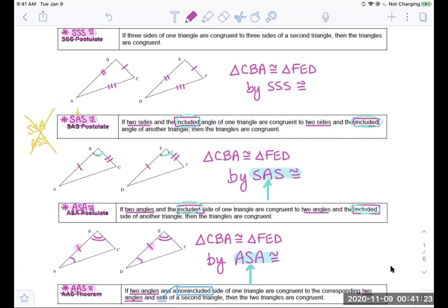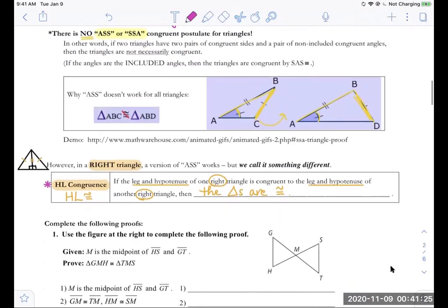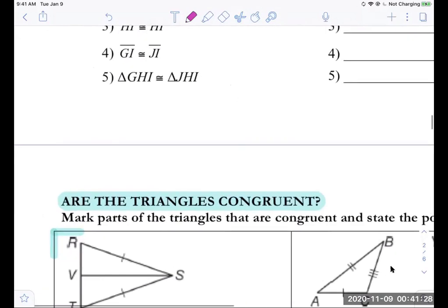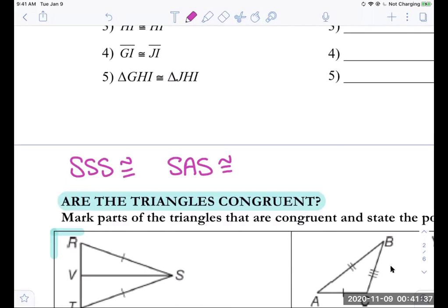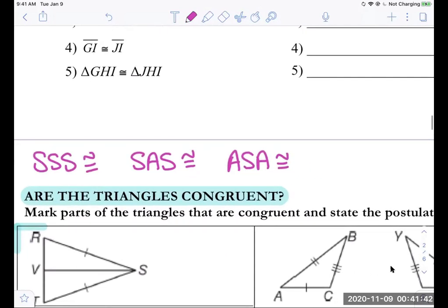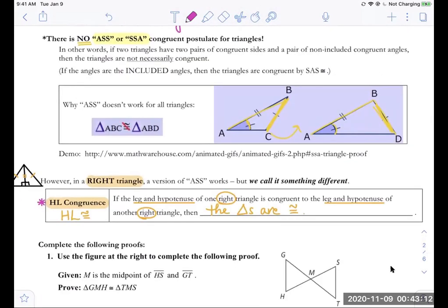We're going to do some examples down here, so I'm going to go ahead and write those shortcuts. So we've got side, side, side congruence. We have side, angle, side congruence. Angle, side, angle congruence. And angle, angle, side congruence. I set up above that there is no angle, side, side, or side, side, angle congruence postulate.